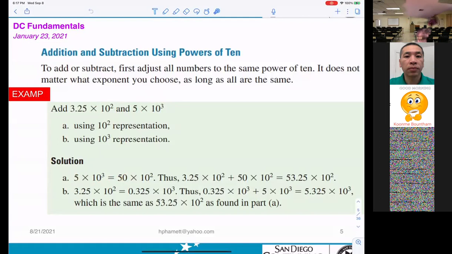So 3.25 times 10 to the power of 2 added to 50 times 10 to the power of 2, and you can get the answer. But finally, whether you want to add or subtract, they must be the same power.